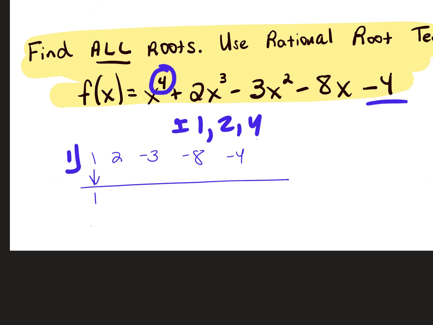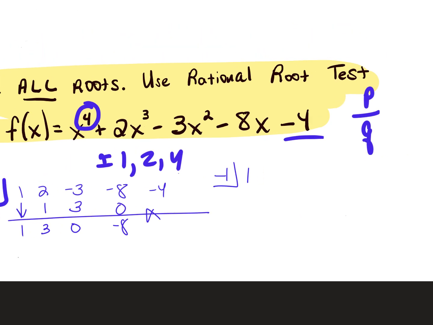So when we synthetically divide, 1 times 1 is 1. 2 plus 1 is 3. 3 times 1 is 3. Negative 3 and 3 is 0. 0 times 1 is 0. Negative 8. Is this going to give me a remainder of 0? No. Okay, let's try negative 1.